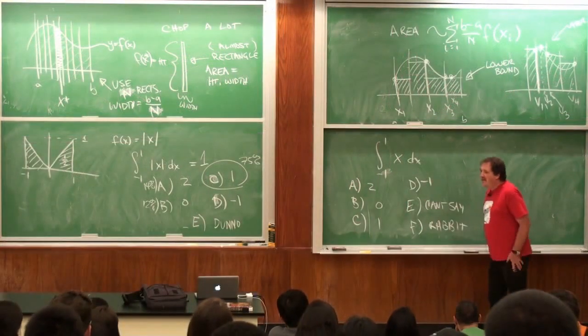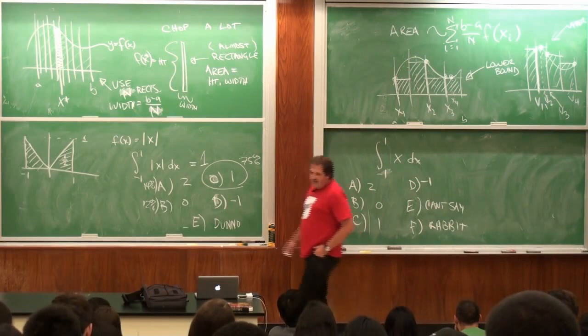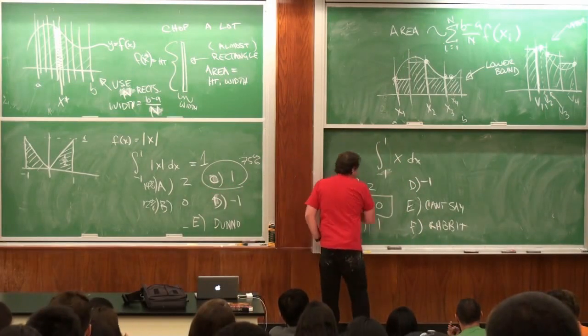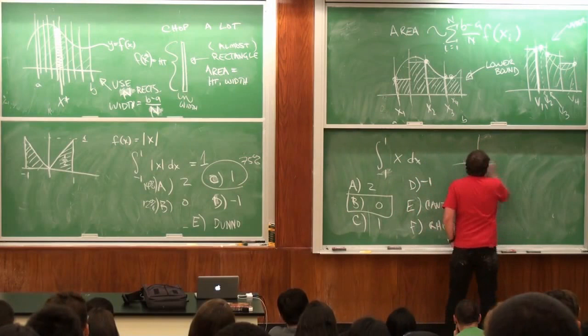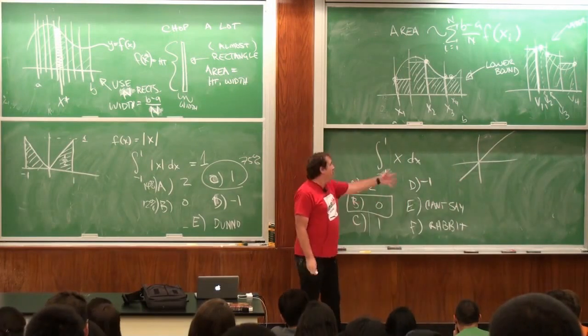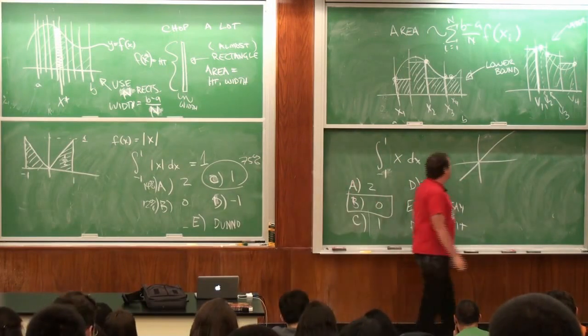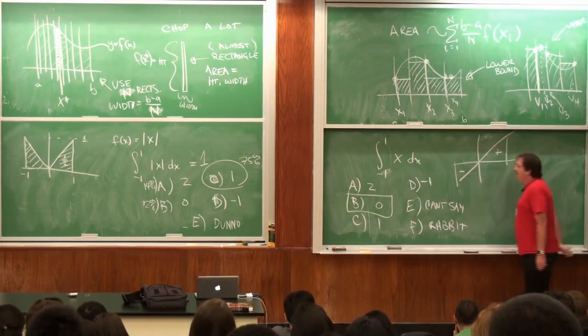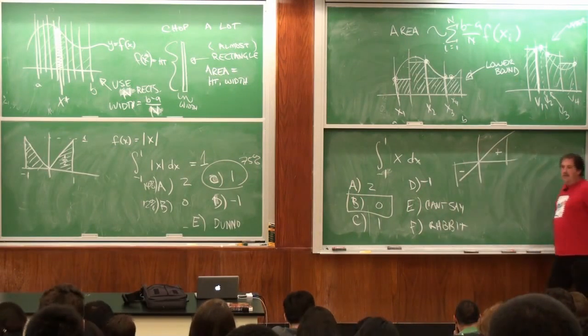Okay, so the correct answer, favored by 84% of you, is in fact 0. Because the graph of y equals x looks like that. This stuff is plus, this stuff is minus. We're going from there to there. They cancel out, we get 0.